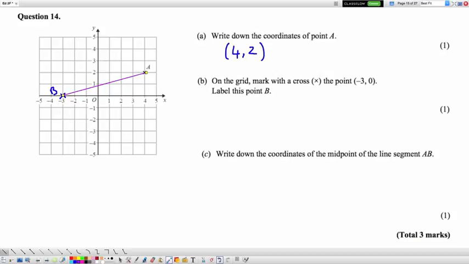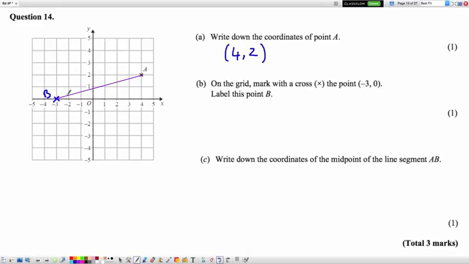By doing that, we can look here at our values. So we go across 1, 2, 3, 4, 5, 6, 7. So halfway will be 3.5 here. So that's at 0.5. The distance up is 2, so halfway is 1. So this point here on the line at 0.5, 1 is the midpoint.